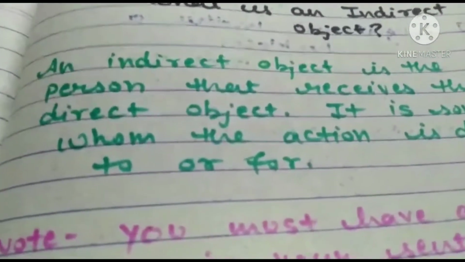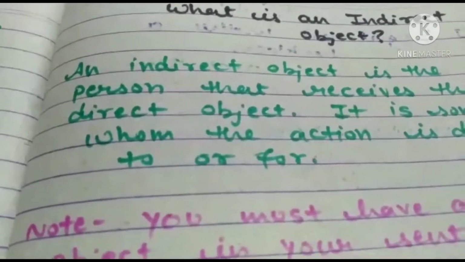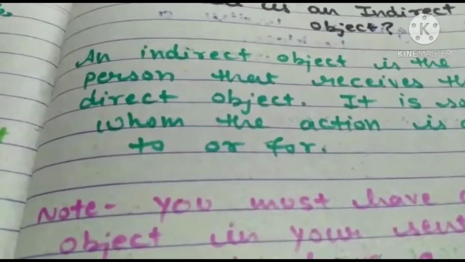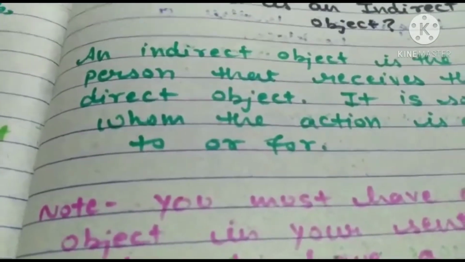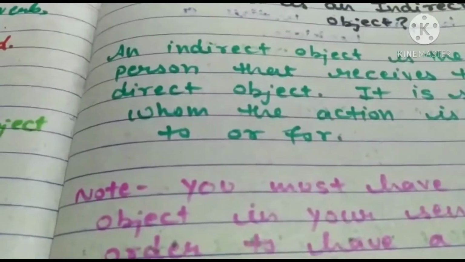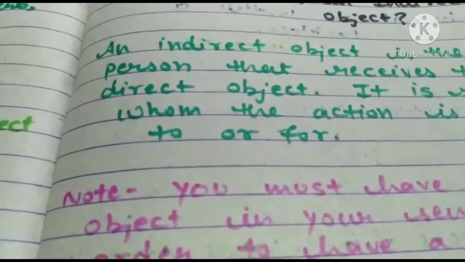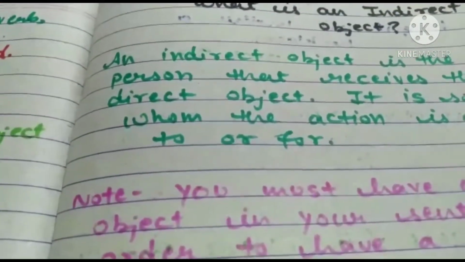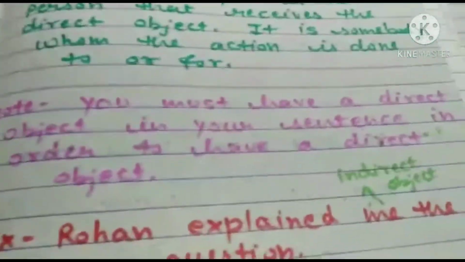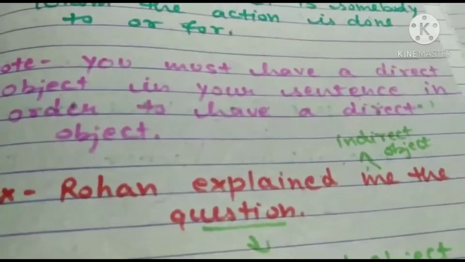Now, in order to have an indirect object, your sentence must have a direct object. If your sentence does not have a direct object in it, it can never have an indirect object. So always remember, to have an indirect object in your sentence, you must have a direct object too. Okay, so you can see this example. You can see this note also.